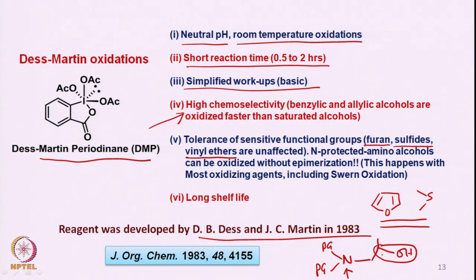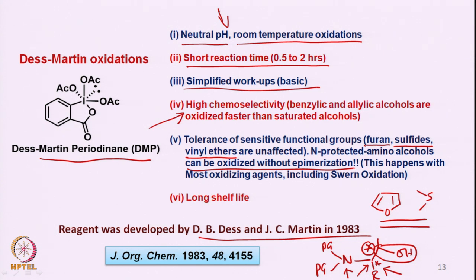Plus for example, if there is an asymmetric center here at this particular position, say you have an R group here and you have here an asymmetric center. Although this asymmetric center will get destroyed because of the oxidation that we are going to carry out, this asymmetric center here which has a hydrogen at this position can get affected by the carbonyl group if the reagent conditions are either acidic or basic. But since here it is a neutral pH, it is a neutral reagent system, this particular asymmetric center does not get affected, and the oxidation happens without epimerization.